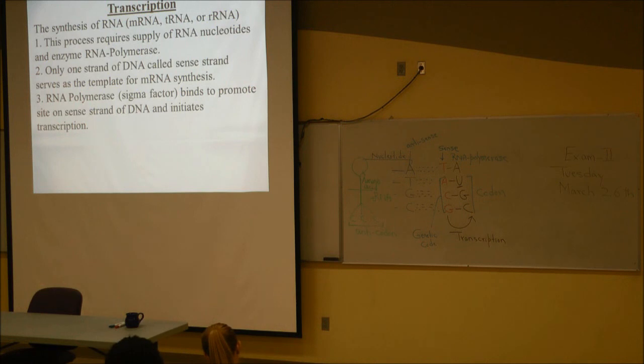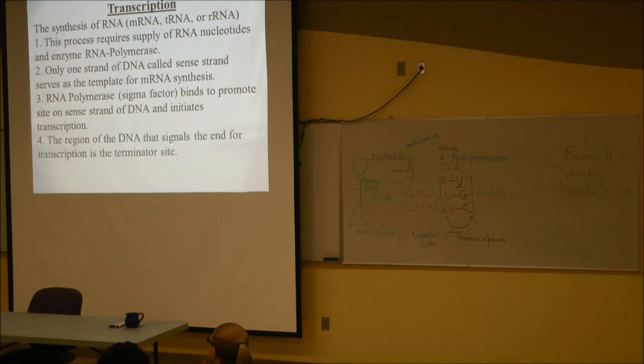This one I'm going to explain next time. I'm just going to read it, not going to stop, but I will explain this next time. The enzyme RNA polymerase binds to the promoter site. What is the promoter site? And starts protein synthesis. And when this enzyme reaches the terminator site, the process stops. The region of the DNA that signals the end is called the terminator site.